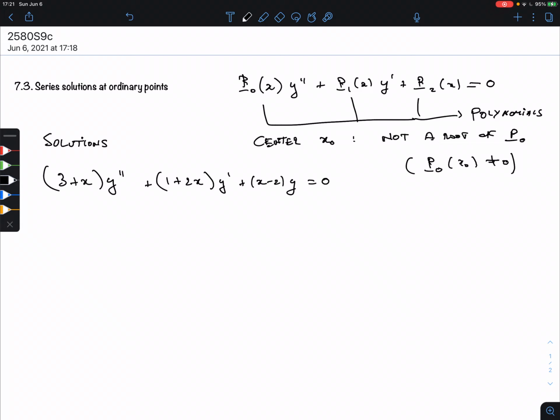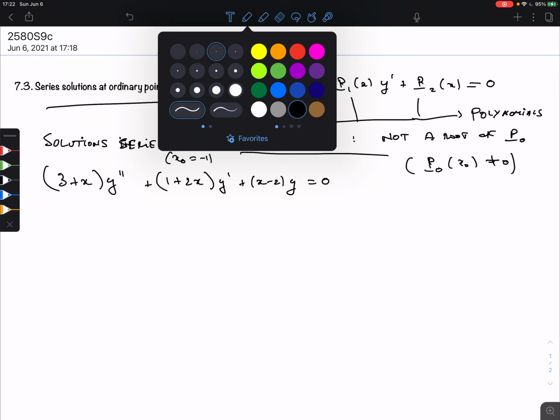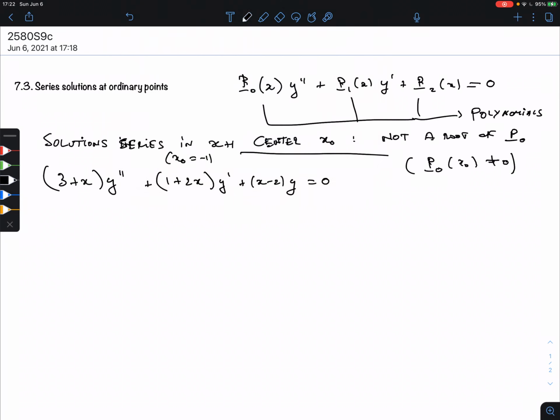So solutions in a power series in x plus 1. So that means the center x0 is -1, right? You remember that is always how these things work. Okay, so in particular, therefore, our initial conditions should be at -1. So the two initial conditions are y at -1 is 2, and the derivative at -1 is -3.